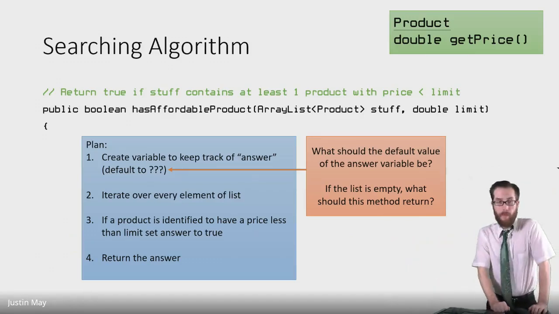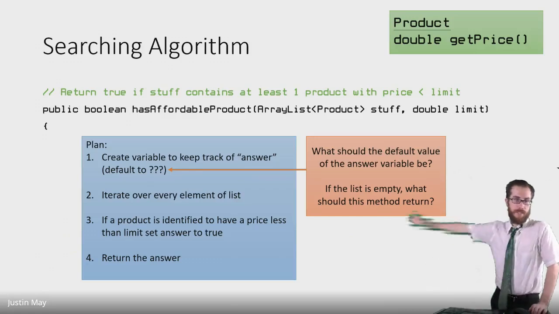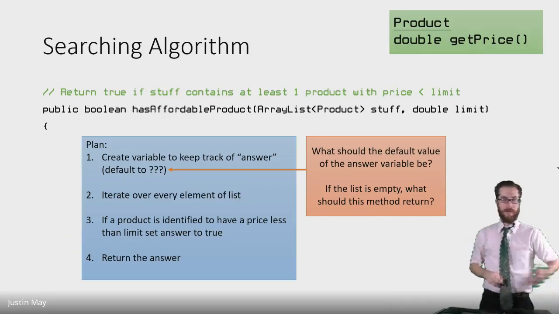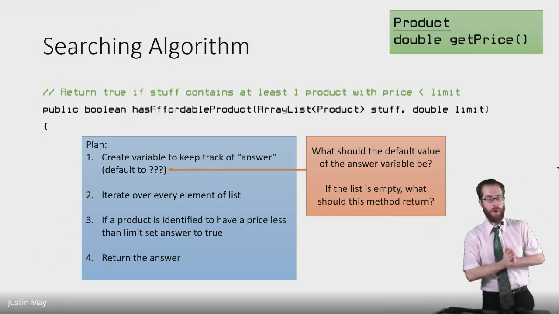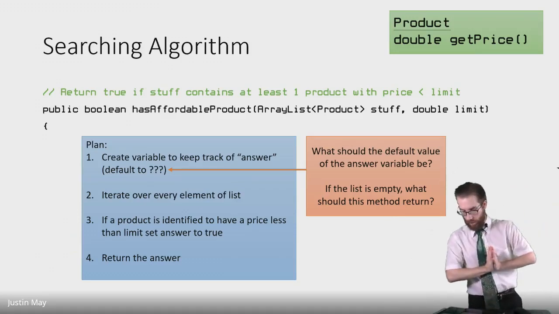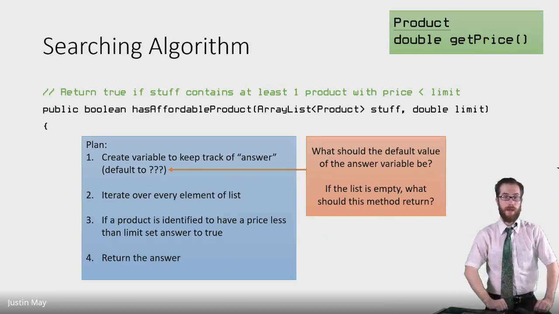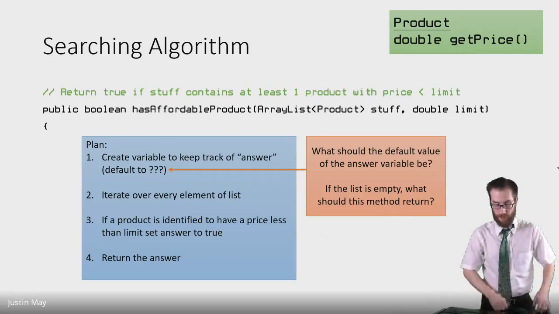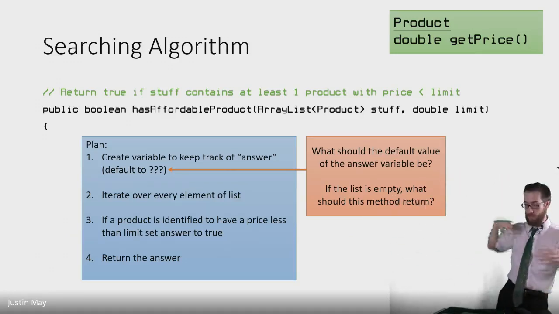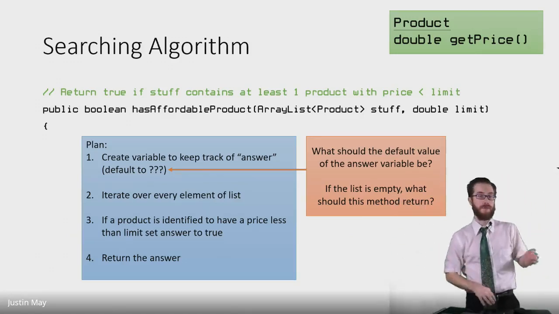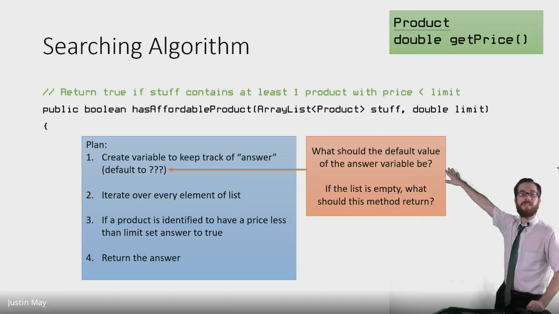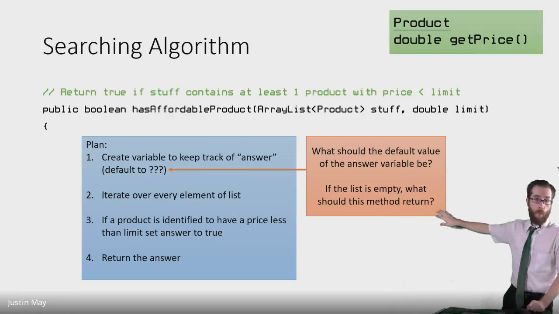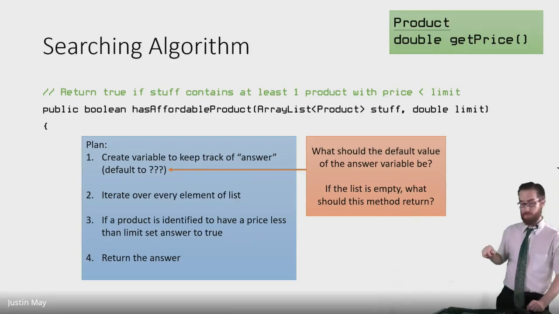So the first thing we want to think about is what should the default value of the answer be? So we're creating this variable to store the answer. We're going to store some value in it. There's two choices, right? It's going to be a boolean, so it's going to be true or false. The way you should think about this question is, if the list was empty, if there were no products in stuff at all, what should this method return?